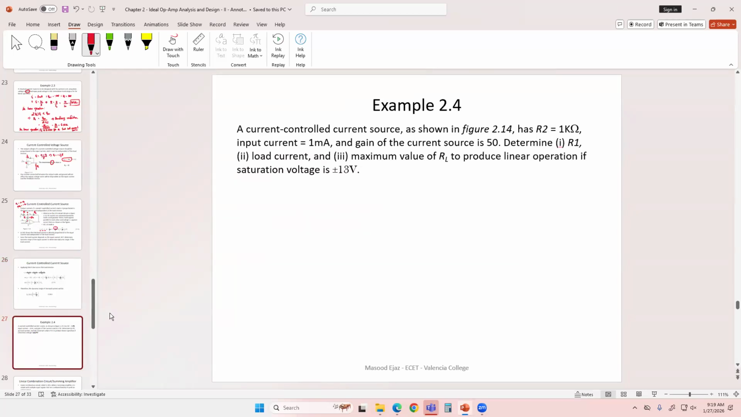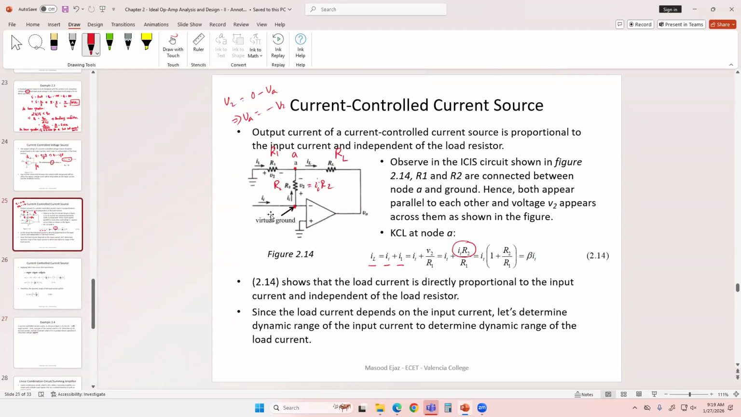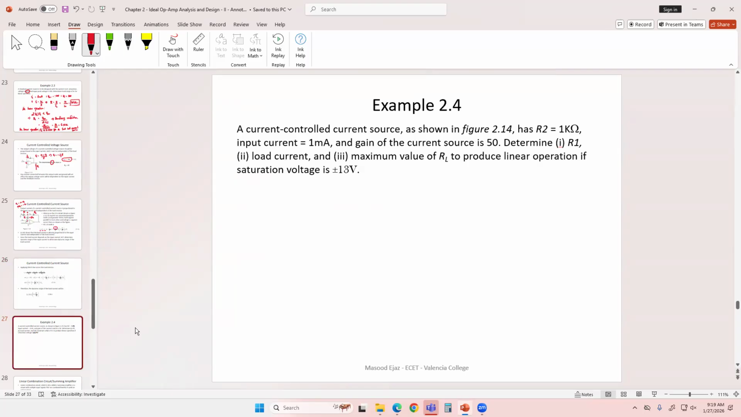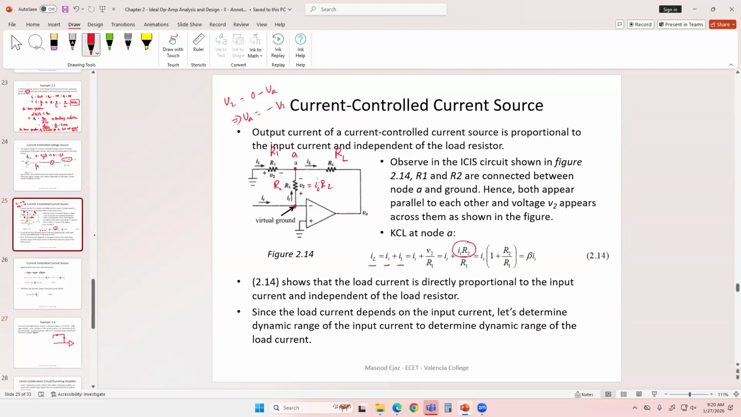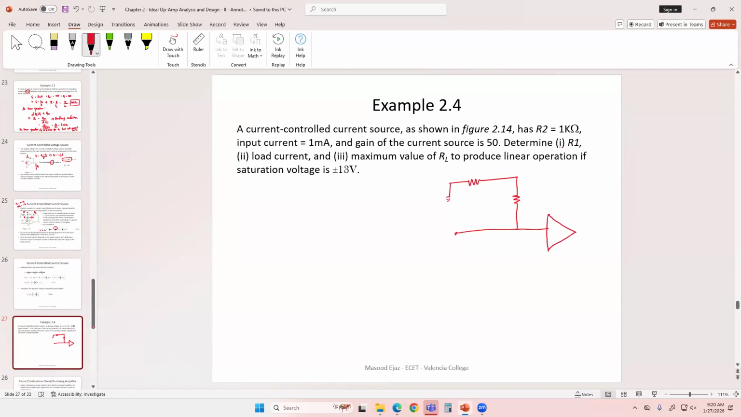A current controlled current source shown in figure 2.14, which is this figure right here. R2 is 1K, input current is 1 milliampere, gain of the current source is 50. Determine R1, the load current, and the maximum value of the load. So let's go ahead and draw the circuit first.